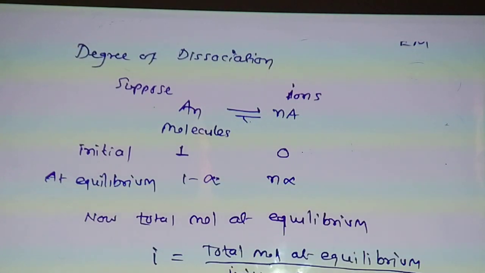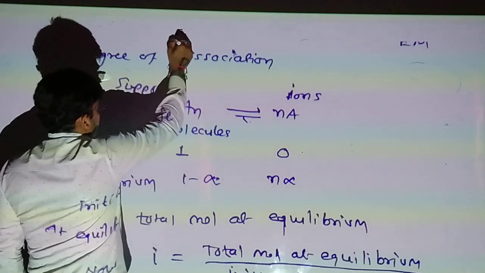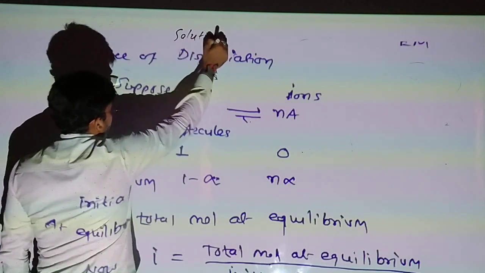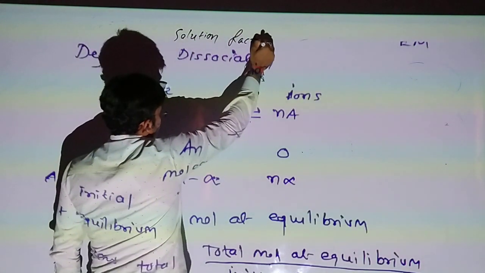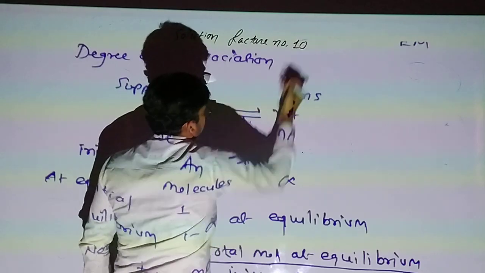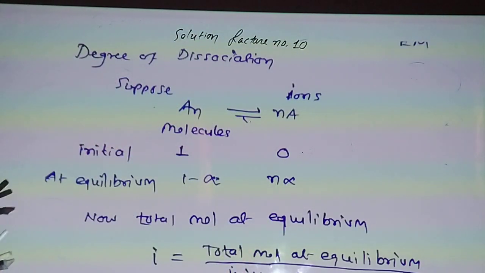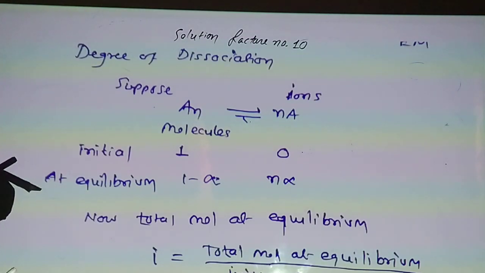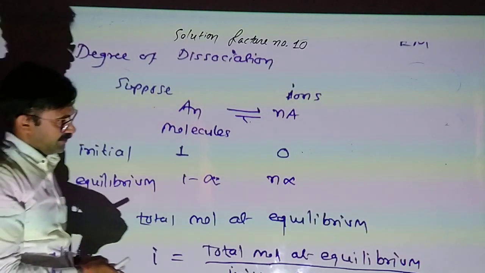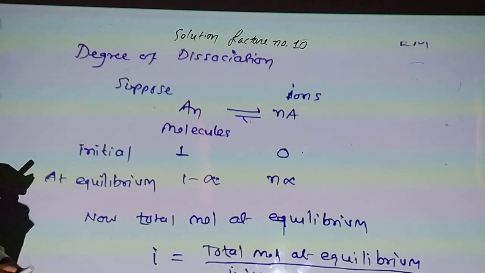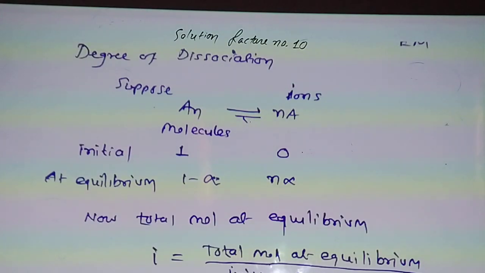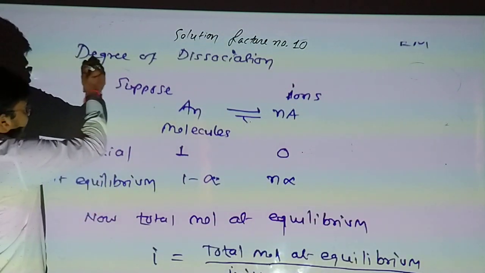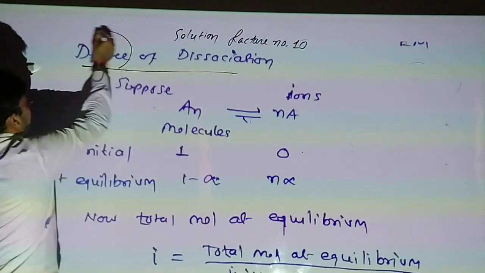We are in our chapter Solution, lecture number 10. Our theory is completed and we are going to our exercise. Before that, some formula is not given in our book, which is needed. So here we are going to discuss degree of dissociation.